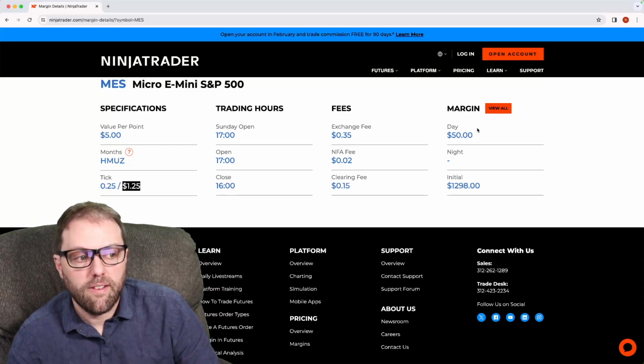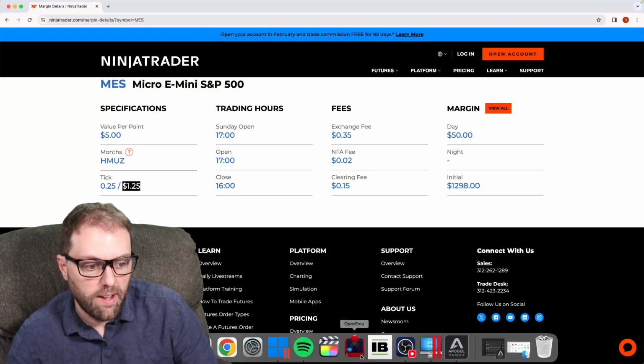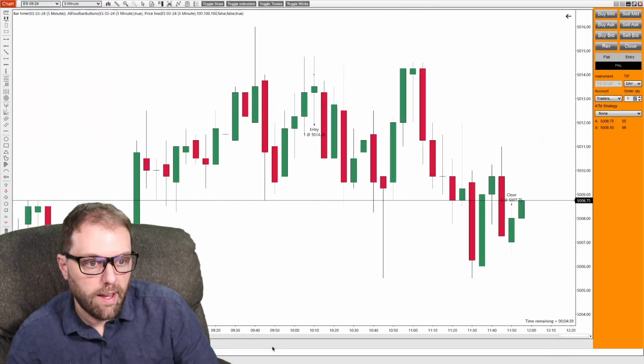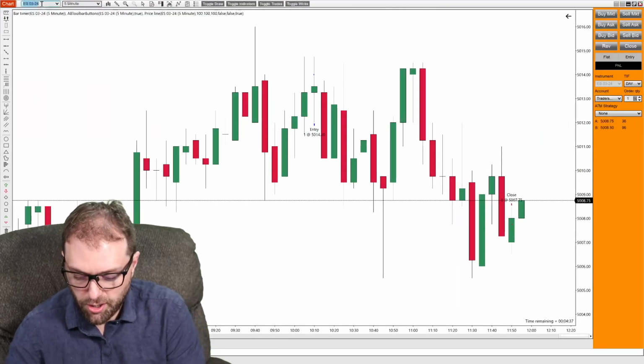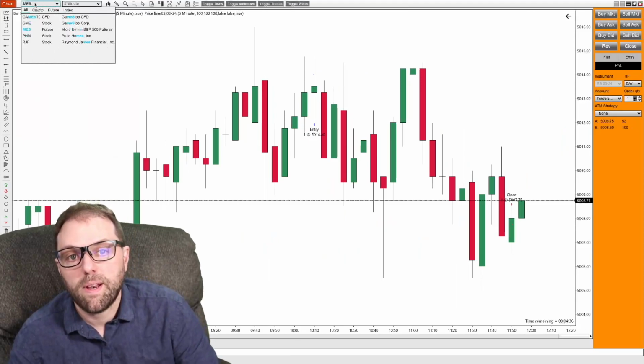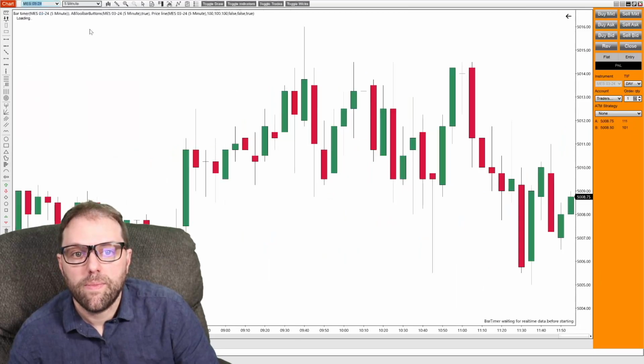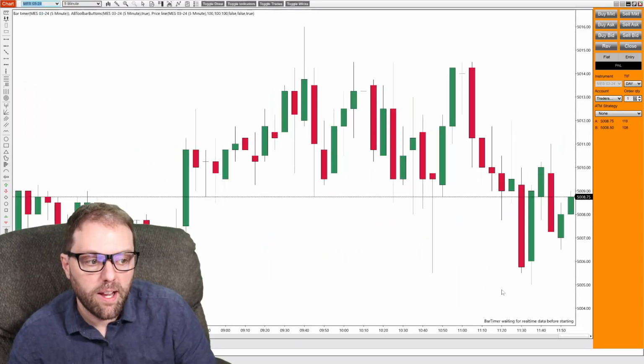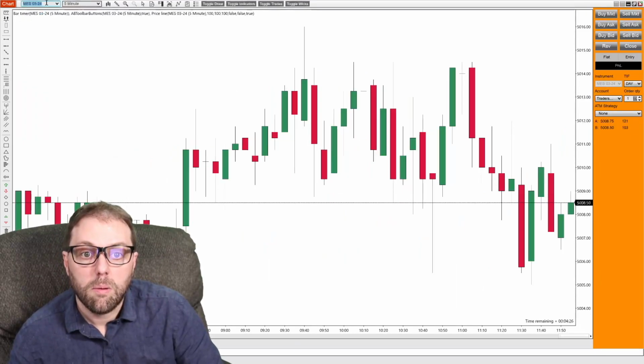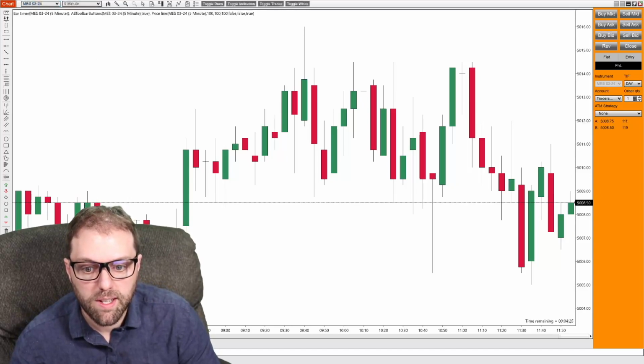So if you want to switch over, you can go back to your platform. And let's say instead of ES, you'd like to do MES. You just type it in the box, now that you know the symbol, double click it, and now we have the micro S&P 500 March 2024 contract loaded to the screen.